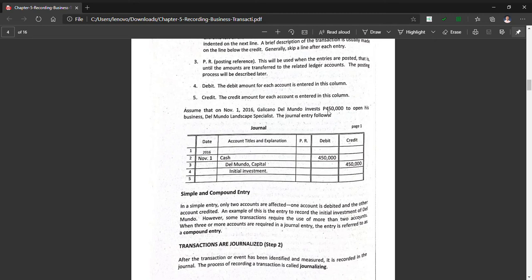Nasa left side ang asset, nasa right side ang liabilities and owner's equity. If asset increases, dahil nasa left side siya, kailangan nating i-record siya sa left side din. Tapos kung liability or owner's equity naman ang tumaas, dahil nasa right side sila, dapat nasa right side din ang pinagre-record natin. So yung left side is the debit and right side is the credit, as you can see here.